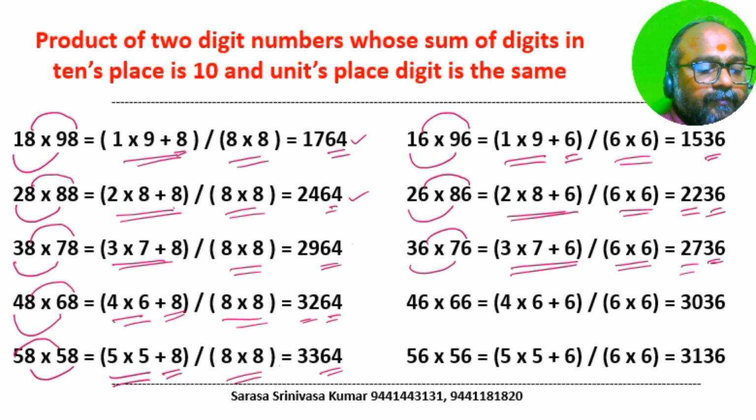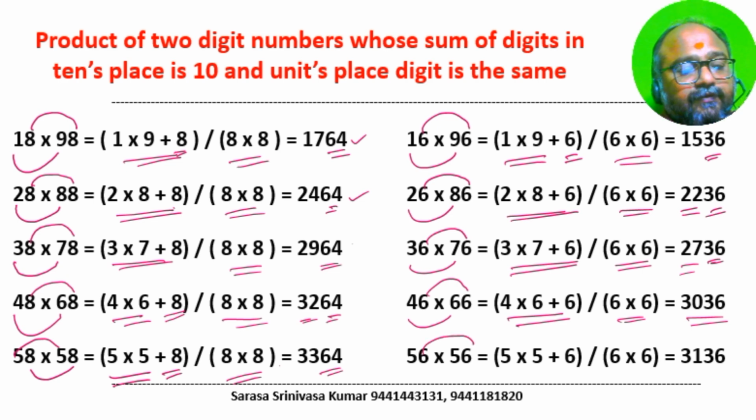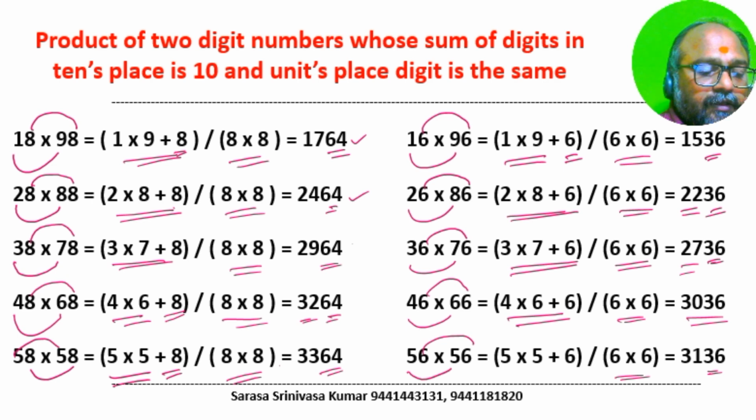27, 36. Multiply the units place digits 6 into 6, 36. Multiply tens place digits 4 into 6 and add units place digit 6. So 24 plus 6, 30. 30, 36 is the answer. Multiply the units place digit 6 and 6, 36. Multiply the tens place digits 5 into 5 plus the units place digit 6, 31, 36.